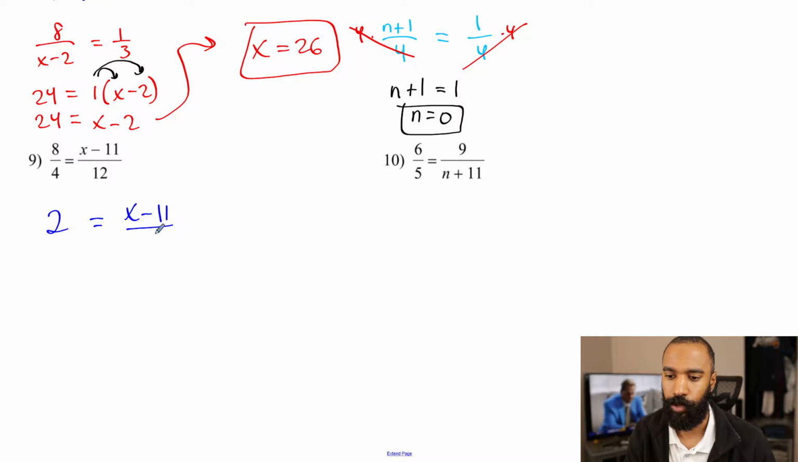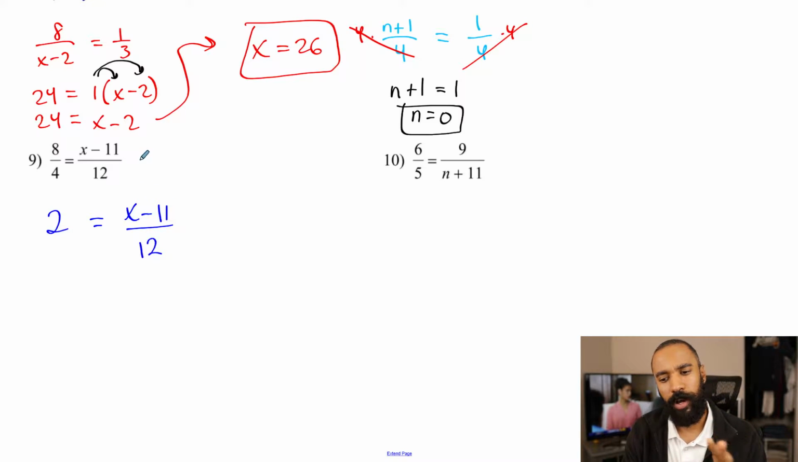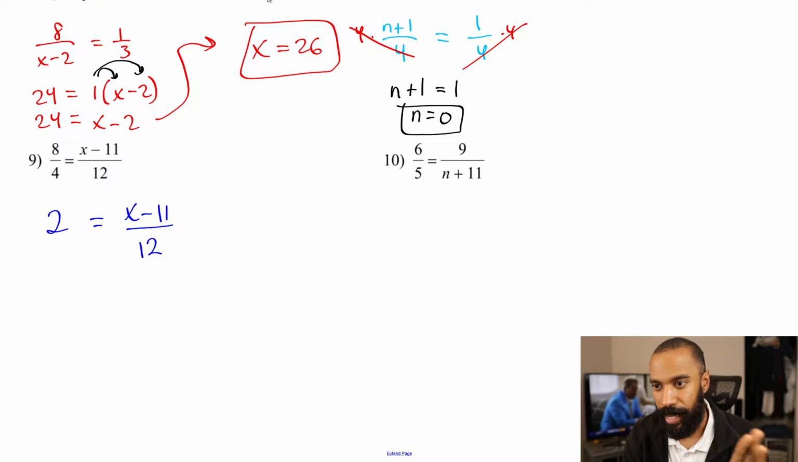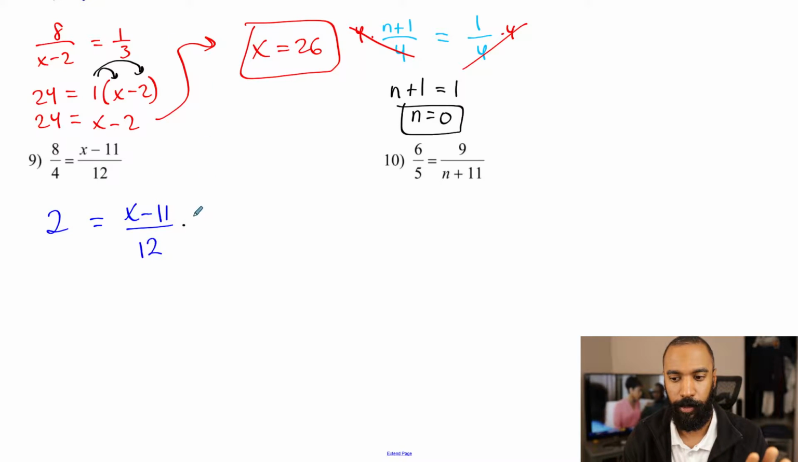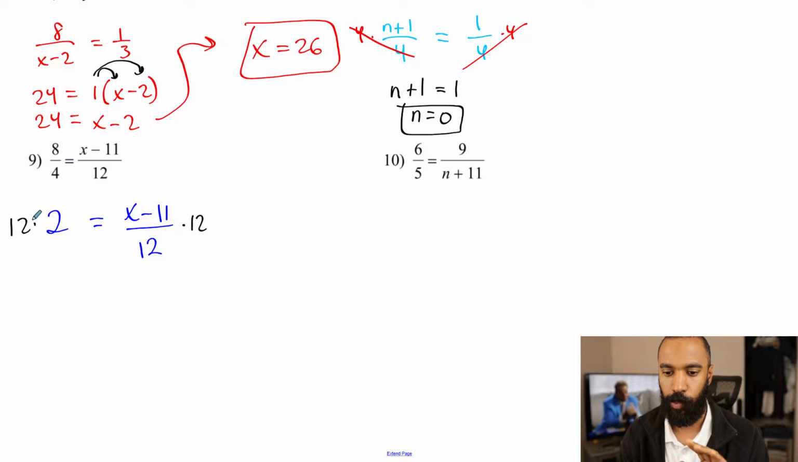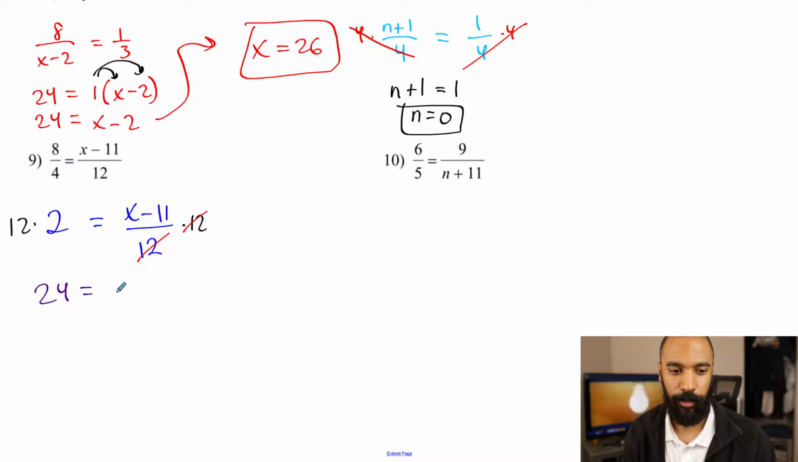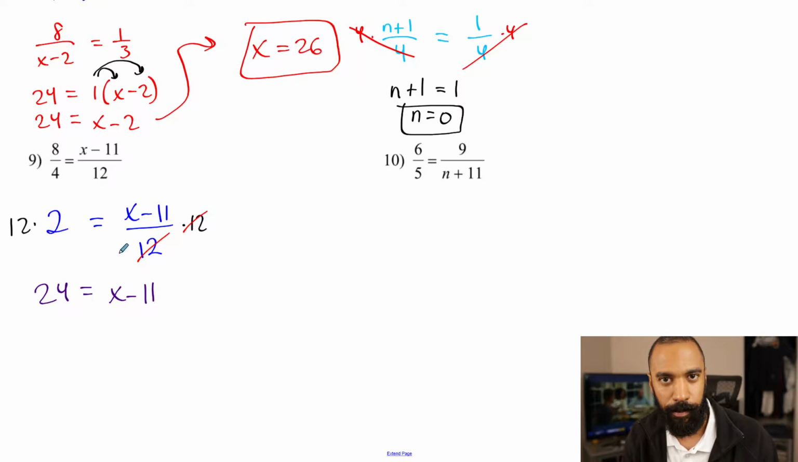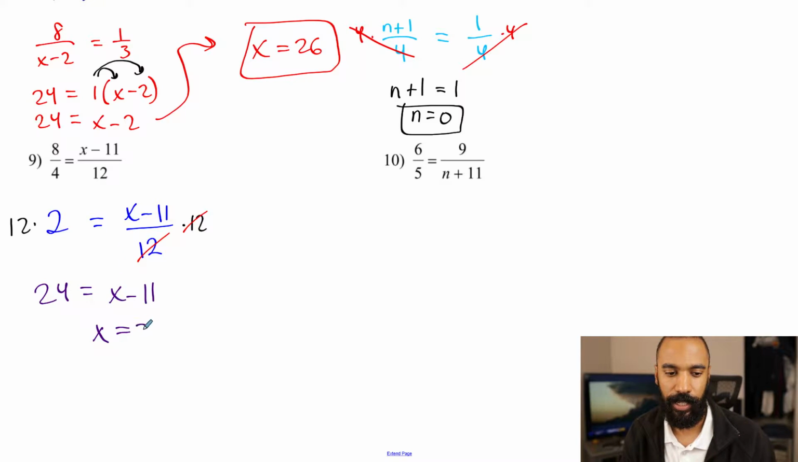x minus 11 over 12. This x minus 11 is dividing by 12. I think a lot of people would probably look to cross multiply here, but keep in mind this grouping is still dividing by 12. So my next step I could ideally just do is multiply both sides by 12. At least it gets rid of my 12 in that denominator, because 12 over 12 is 1. So now I have, and there was nothing else to reduce here, by the way, 12 times 2 is 24, and I have x minus 11 right here. Add 11 to both sides, we get x equals 35.